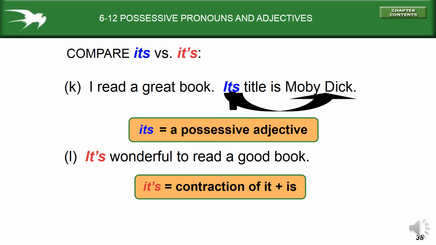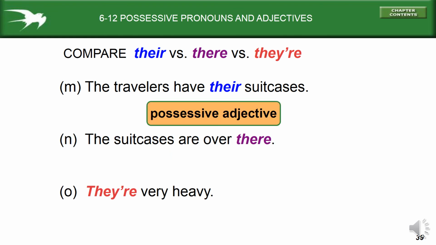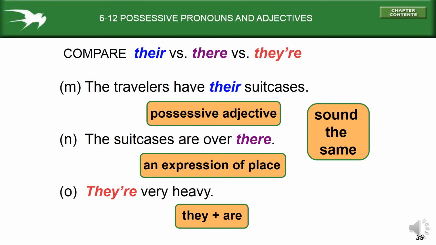So in this slide, you have to compare its and it's. In K, its title is Moby Dick, so its is a possessive adjective that refers to Moby Dick, the book. In L, it's wonderful means it is wonderful. Also, here we have another set of homophones. In A, the word their is a possessive adjective, and in B, the word there is an expression of place, and in C, they're means they are.